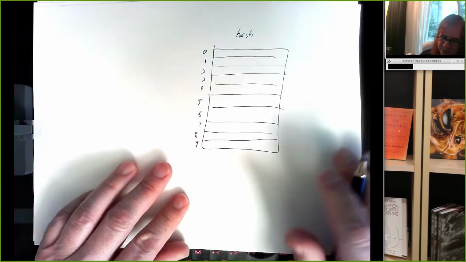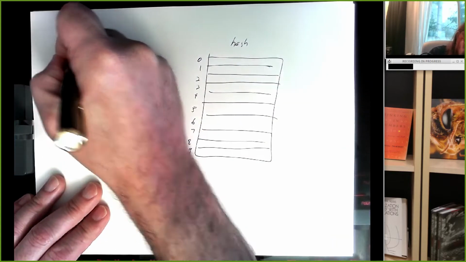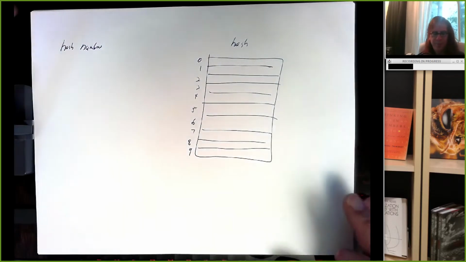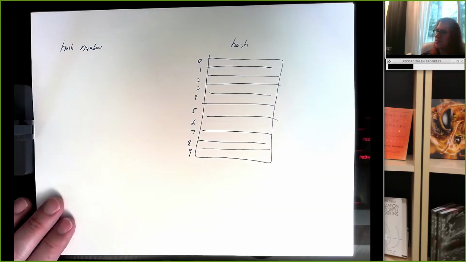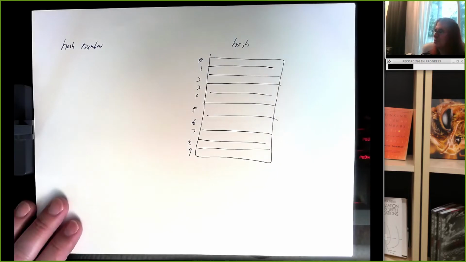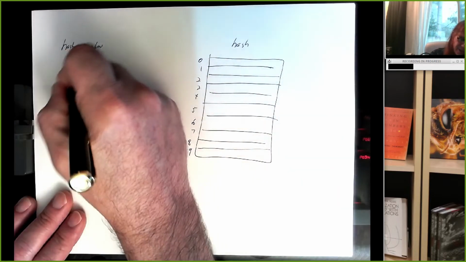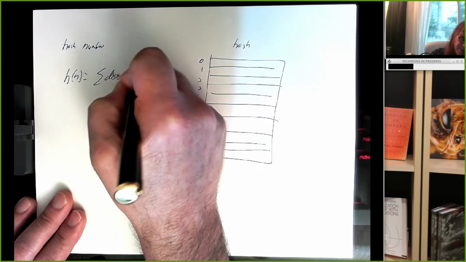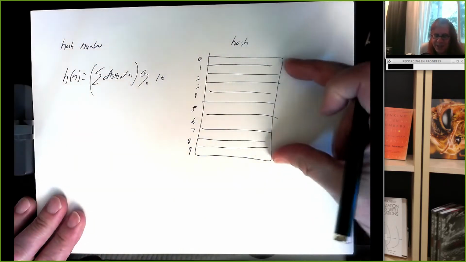So let's do a simple example. Let's hash numbers, because I don't want to add up ASCII codes on the fly here. So we're just going to hash numbers. So our key is going to be a number, and the data is going to be some word associated with it. And our h of n is just going to be the sum of the digits of our number. And we're going to reduce that sum modulo 10 to get an index from 0 to 9.